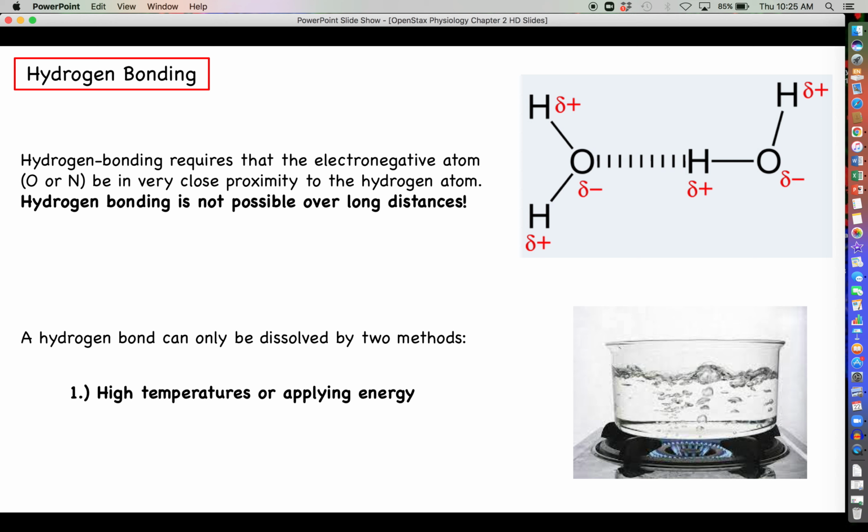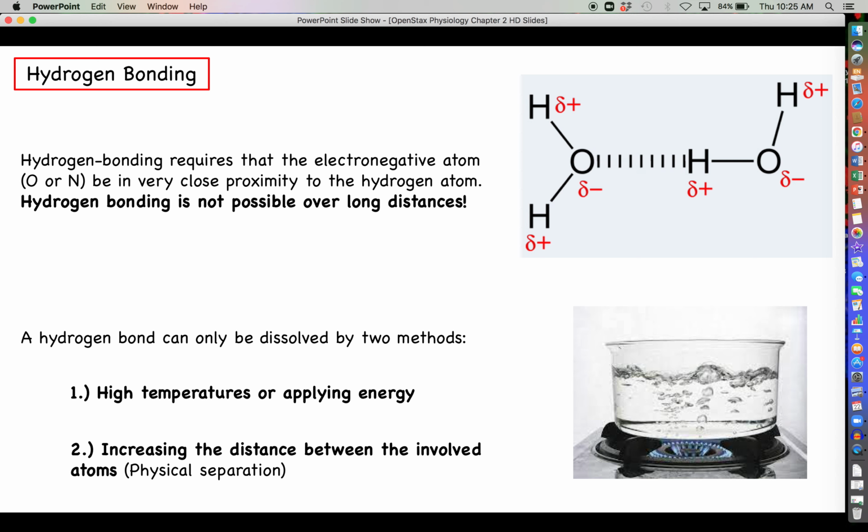But if you apply heat and you get the temperature of the water up to the boiling point of water, which is 100 degrees Celsius or 212 degrees Fahrenheit, you essentially are applying enough energy to break those hydrogen bonds, that network of hydrogen bonds that's holding all those water molecules in the pot together. You're breaking all those hydrogen bonds and allowing them to separate from each other and evaporate into the air. As soon as you get rid of those hydrogen bonds, each individual water molecule can kind of go off and do its own thing.